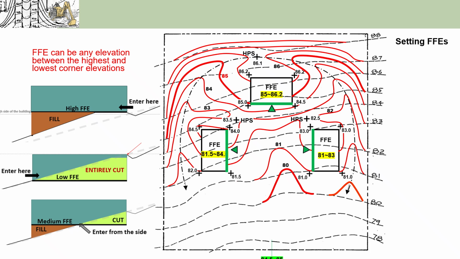So for the upper building, its FFE should fall between 84.5 and 85. Okay, for the left building, its FFE should fall between 81.5 and 84. And for the right building, it should be between 81 and 83, right? And if you like to place the doors exactly in the middle, then the door elevation and FFE will be the average of the two corners, right?